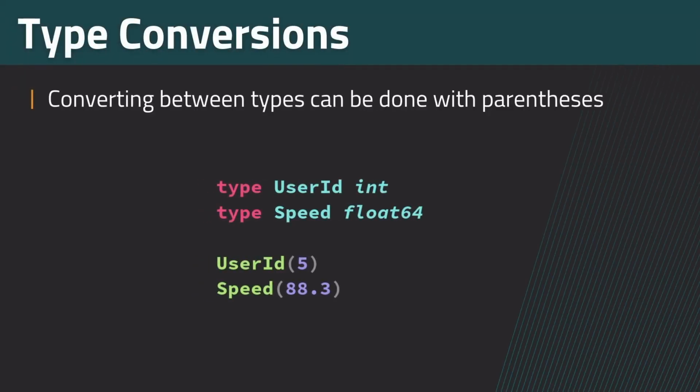We can also convert between different types using parentheses. So here we have two type aliases, one for user ID, which is an integer, and one named speed, which is a float64. If we wanted to create a new user ID, we just supply the name of the type, some parentheses, and then the underlying value that we can use. Since 5 is an integer, we'll be able to create a user ID. The same thing goes with speed. We have the word speed, parentheses, and then we have a floating point value within the parentheses, and that will create a new type of speed.